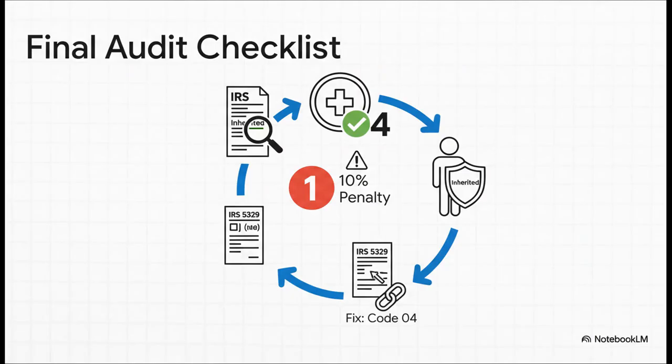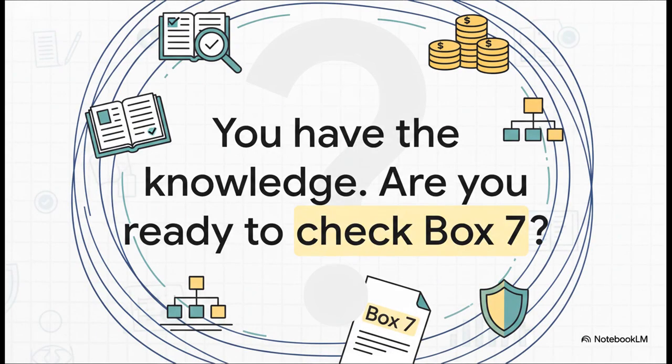So let's run through our final audit checklist, just to lock this all in. 1. Always check box 7 on a 1099-R for an inherited account. 2. For any beneficiary, the correct code should be 4. 3. If you see a 1, just know the IRS computer is going to charge you a 10% penalty unless you do something. 4. Your tool to fix it is Form 5329 using exception code 04 on line 2. And finally, for any surviving spouses under 59.5, remember, keeping that account classified as inherited is what keeps your penalty shield intact. You now have the system knowledge.